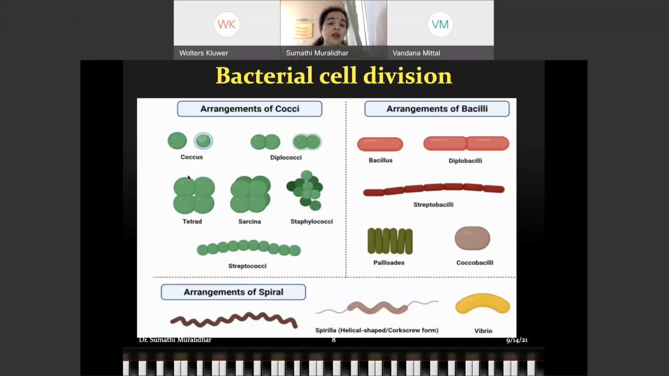If they are in the form of pairs, you call them diplococci. In the form of 4, tetrads, and 8, sarcina. And if they are in clusters, you call them staphylococci. Staphylos means a cluster of grapes. And if they are in the form of chains, you call them streptococci. So similarly for the bacilli. So the arrangement depends on how the daughter cells are arranged after cell division.